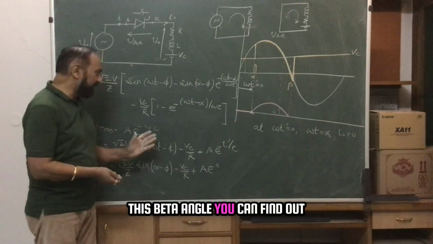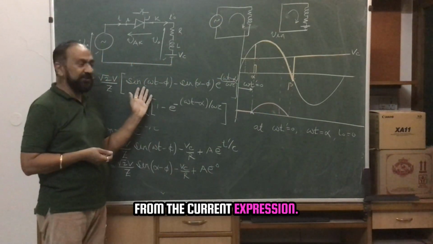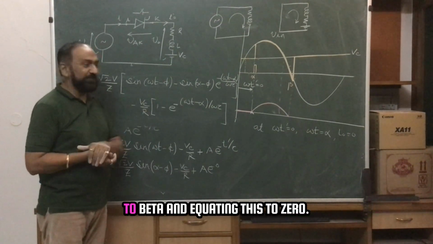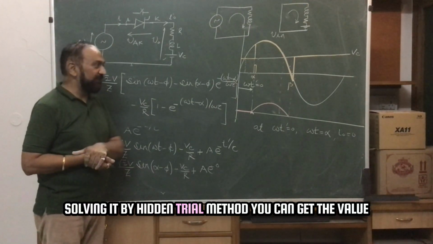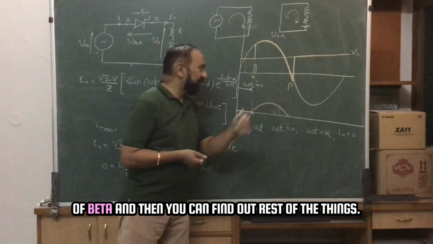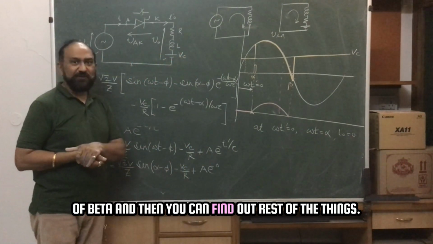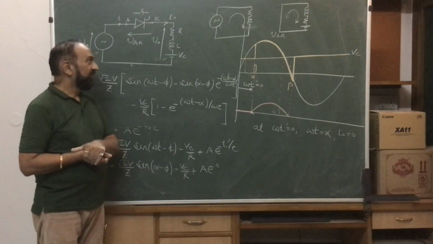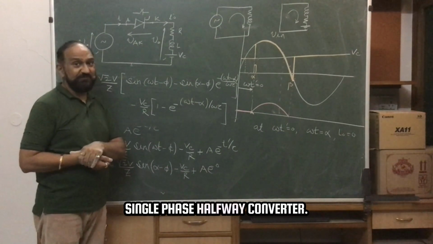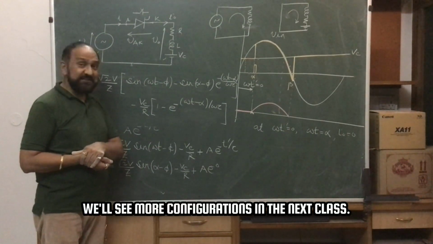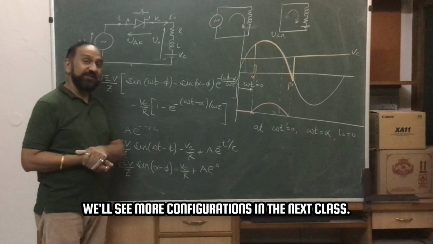This beta angle you can find out from the current expression by putting omega t equals beta and equating this to 0. Solving it by hit and trial method, you can get the value of beta, and then you can find out the rest of the things. This is how you can analyze this single phase half wave converter. We'll see more configurations in the next class.